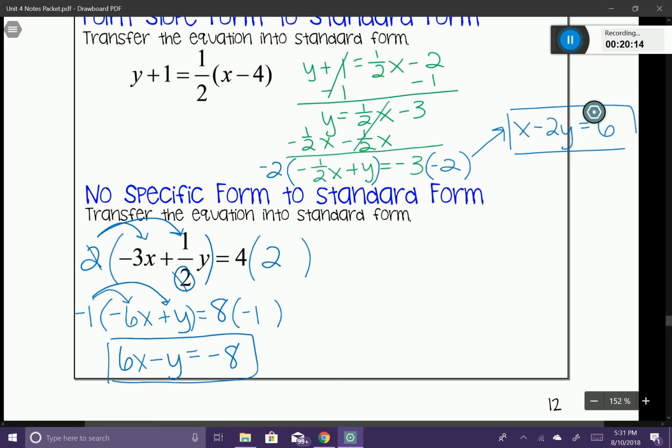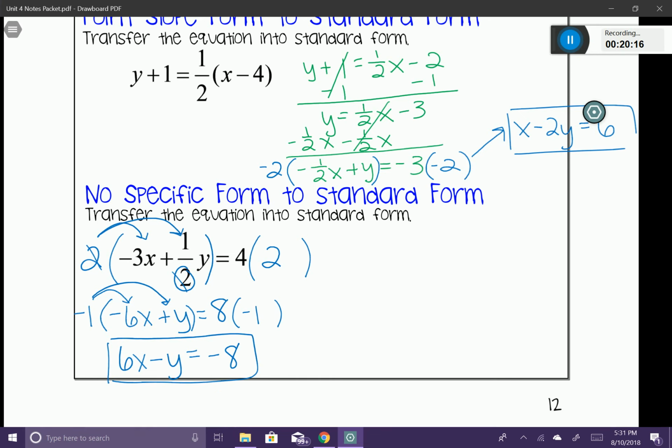Okay, that brings us to the end of standard form. I know that was a little bit of a long video, but I wanted to show you both of those methods on how to solve each one of these problems. So feel free to go back and look at this at your own pace.